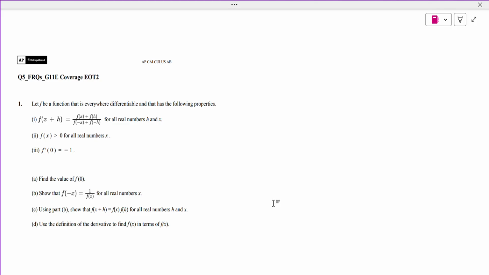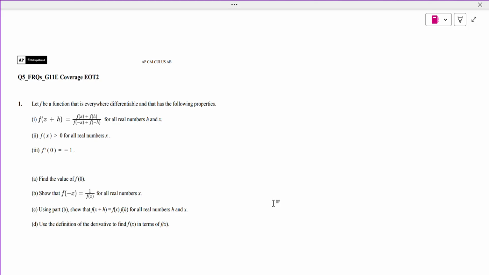Part A says find the value of f of 0. So we are given that f of x plus h equals f of x plus f of h over f of minus x plus f of minus h. This is for all real numbers h and x. So h and x, they can be any real number, right? So part A, we need to find f of 0.